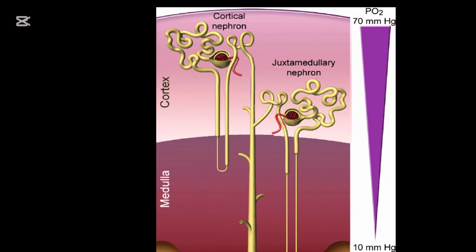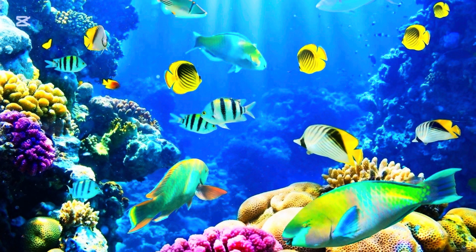So the cortical nephrons are mostly found in aquatic animals. Because for those animals who live in water-rich environments, water conservation isn't much of a concern. These animals don't need to produce highly concentrated urine, and they don't need to conserve water. So that is why these cortical nephrons are found in animals that live in aquatic environments.